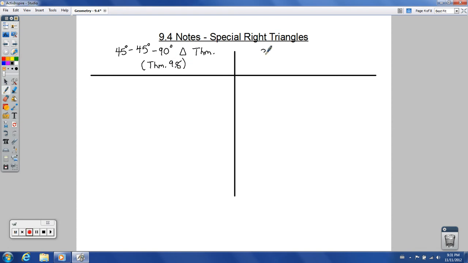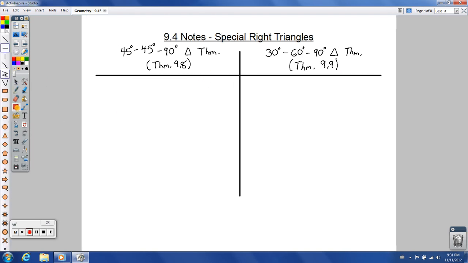And then over here we're going to have the 30 degree, 60 degree, 90 degree triangle theorem, or in short, the 30, 60, 90 triangle theorem. This is theorem 9.9. Alright, so let's draw some triangles that actually look like that.